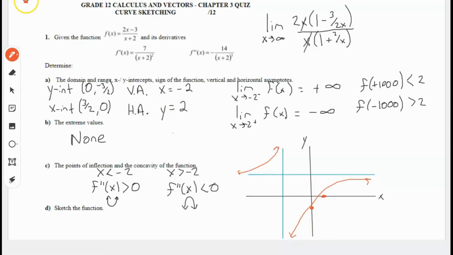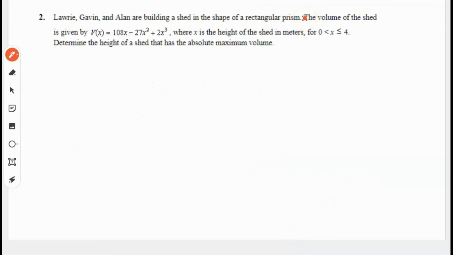All right, here we go. So in this optimization question, we have 3 people building a shed in the shape of a rectangular prism. The volume of the shed is given by, so I'm already giving you the function for the volume. I'm not asking you to use any volume equations to determine that yourself. Where x is the height of the shed in meters, so it's already in terms of height. And between 0 and 4, so I give you the domain as well.